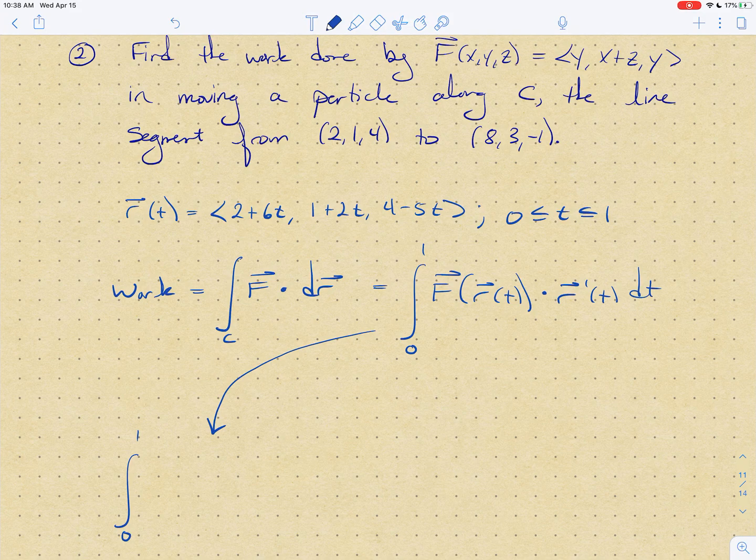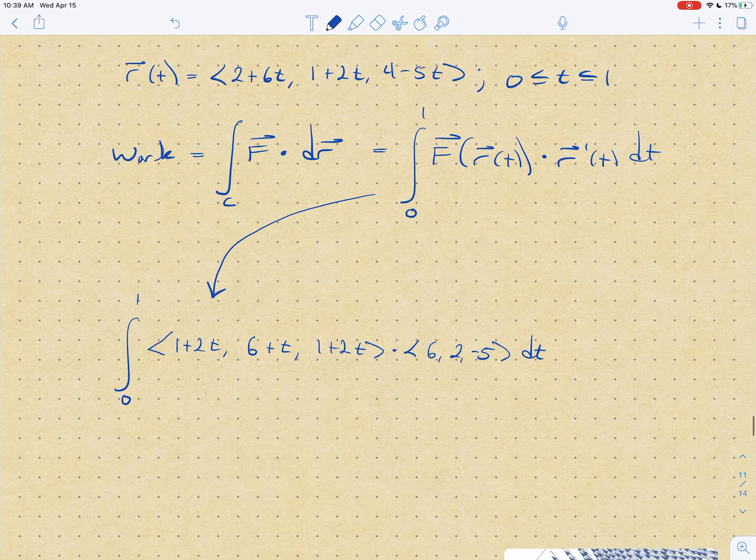We're going to have y is 1 plus 2t. And then I want x plus z. So what's that going to be? 6 plus t, when I add x and z together, and then y again, 1 plus 2t. I'm going to dot with r prime. That's just going to be the direction vector, so 6, 2, negative 5, dt.